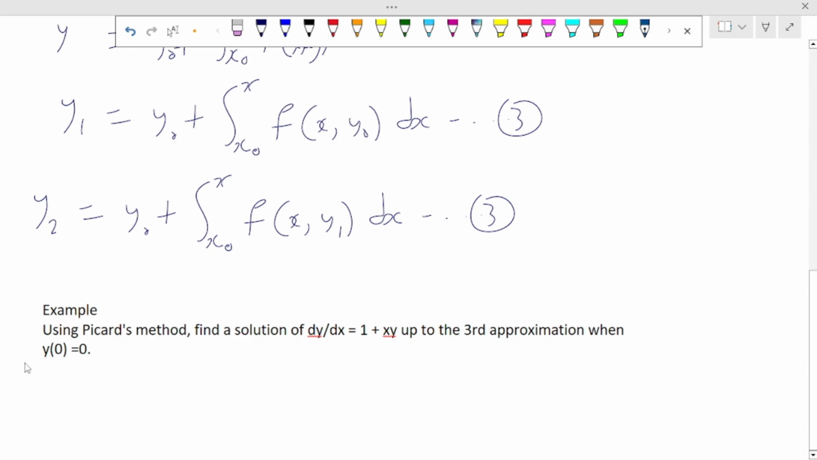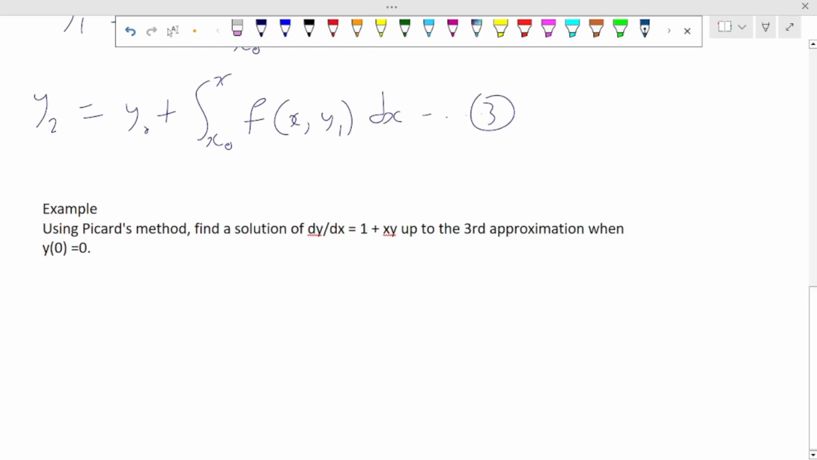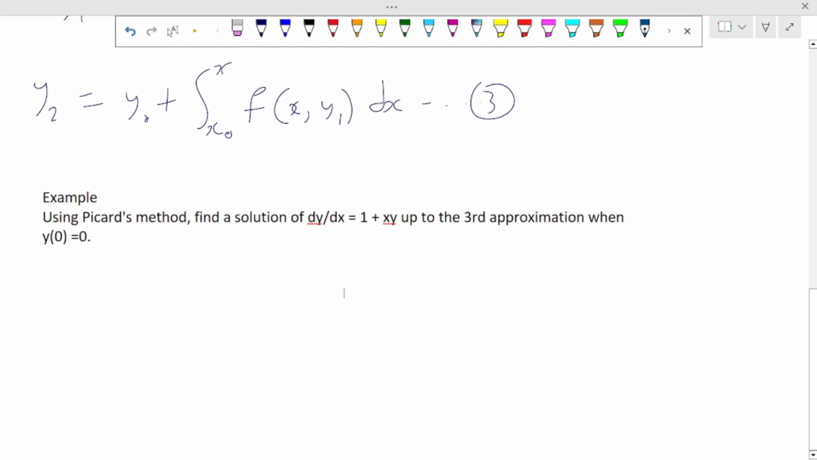Now we are given the condition here that y0 equals 0. This is not just y0, this is the initial value of y. So the initial value of y is 0. Even x, the initial value of x is 0. So are we ready? Let's go. Now, solution.